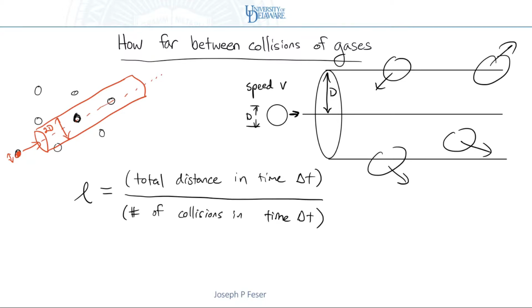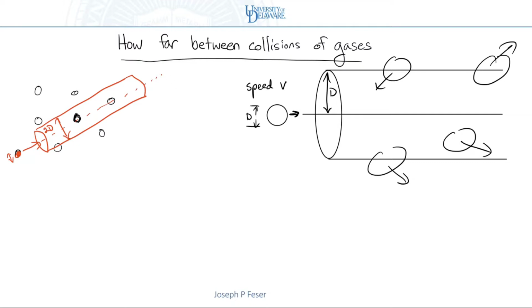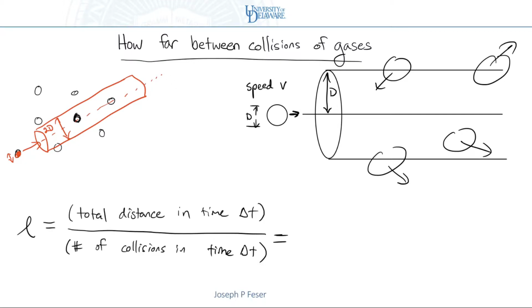Okay, well, what's the total distance? That one's easy, right? Let me shift some of this stuff down to give space. So what's the total distance we travel in time delta t? Well, that would be v times delta t, right? That's the numerator. And then how many collisions would I have in time delta t?